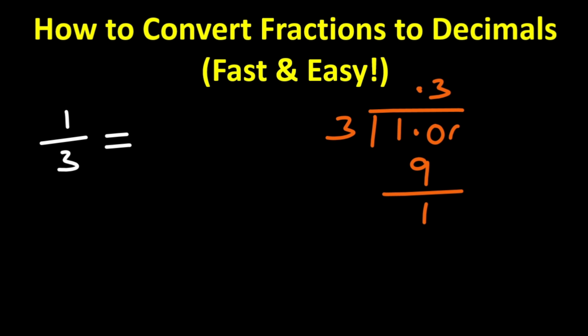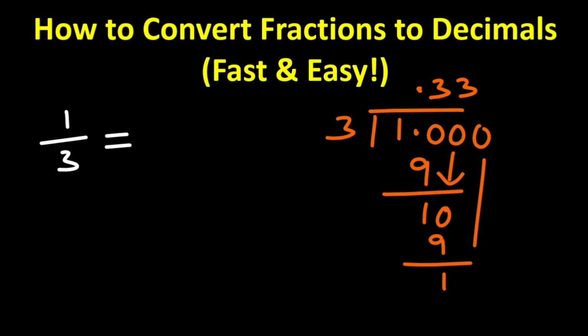And now you can add a 0 here and bring down that 0. This becomes again 10. 3 times 3 is 9 again. So 10 minus 9 is 1. You can add another 0 here. And now we bring down that 0 here. And again 3 times 3 is 9. You get again 1. So as you can see that 3 is repeating here, right?